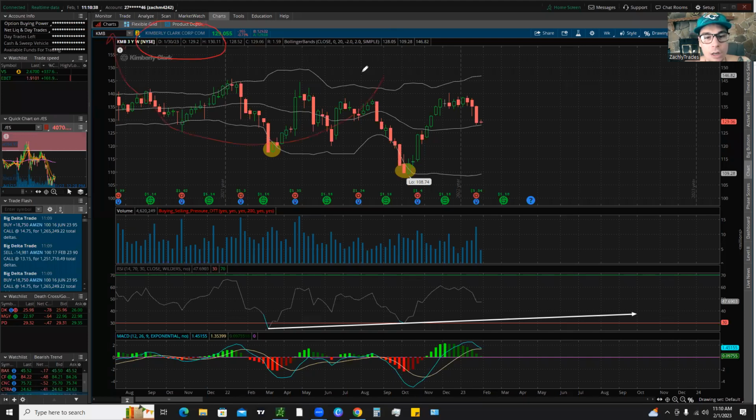This is Kimberly Clark. Now I'm going to break down the chart here on the weekly time frame. That's the chart that we're looking at. We're going to go over the RSI, the relative strength index, how you can use this to your advantage to help you out, along with the MACD. You can use this for both possible entries and exits in the stock market.